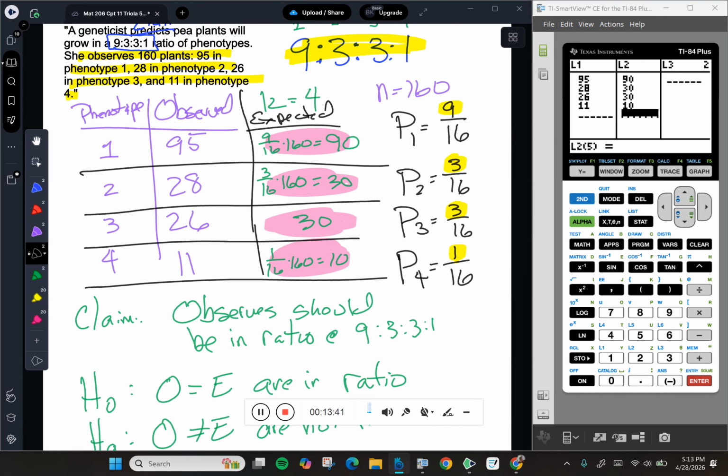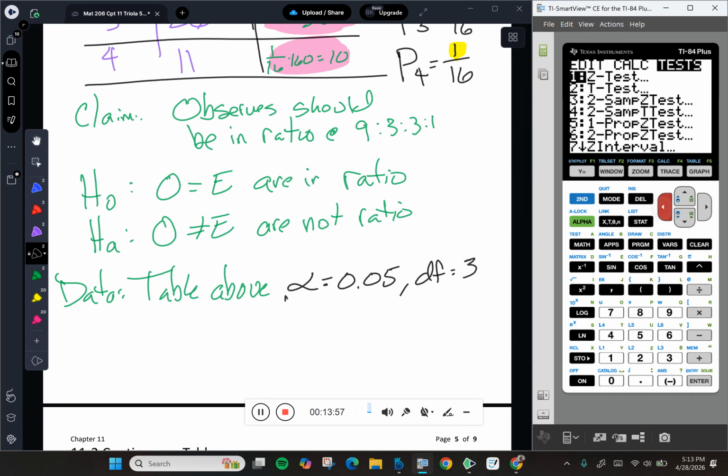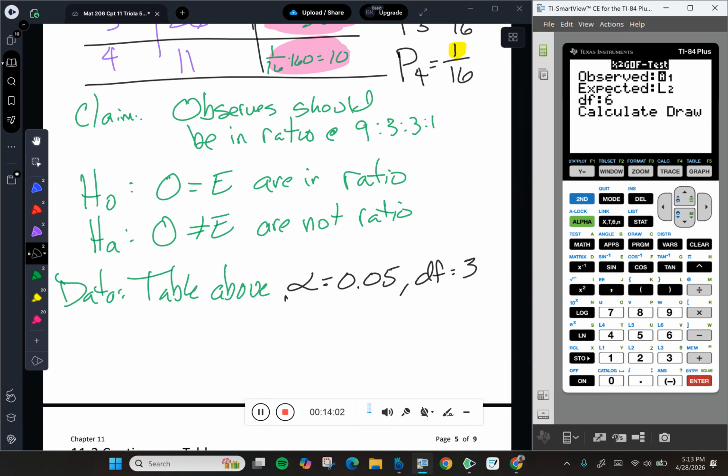All right, so I've got the data in. Oh, degrees of freedom. There's 4 categories. So our DF, our degrees of freedom, is going to be 3. There's always 1 less than K. K is the number of categories. So let's run this test. Stat, tests. I'm looking for the chi-squared goodness of fit test. Observed, I put in L1. Expected in L2. Degrees of freedom is 3. Okay. I calculate. If I needed the chi-squared test statistic, it's 1.04.